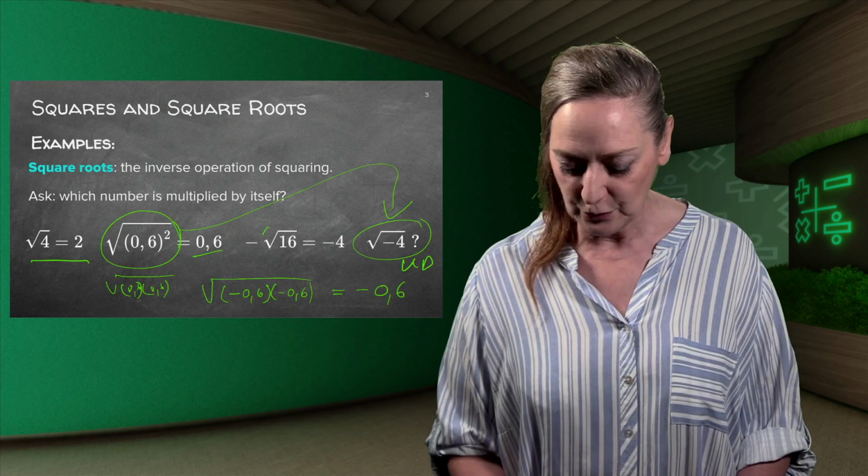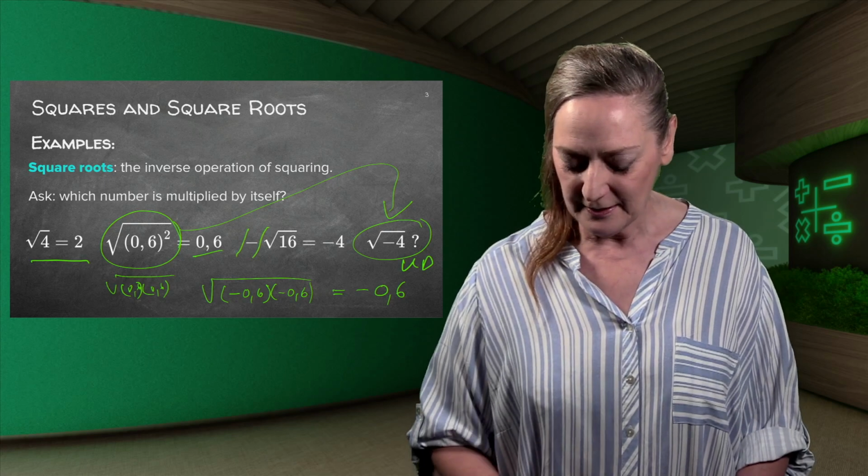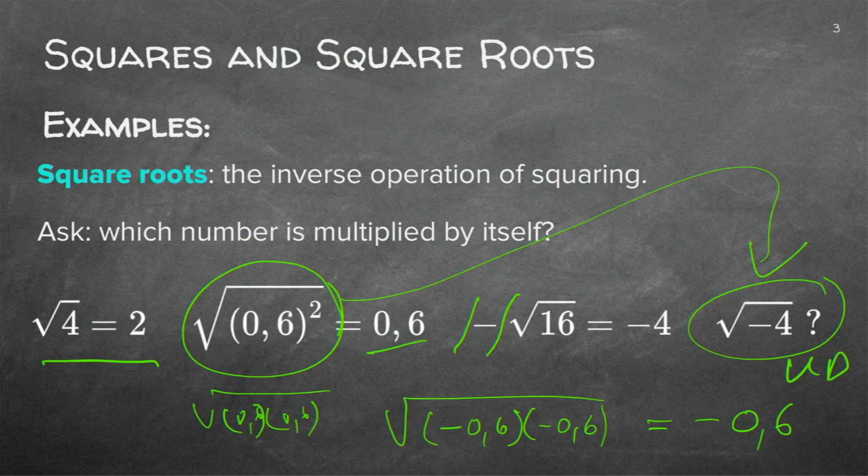Here it is also very important to look at where the minus is. The minus is outside the square root. So it's separate from the square root of 16. So you have to take it to your answer.